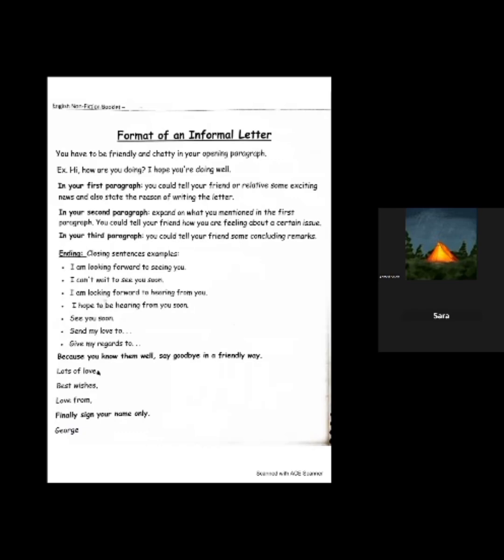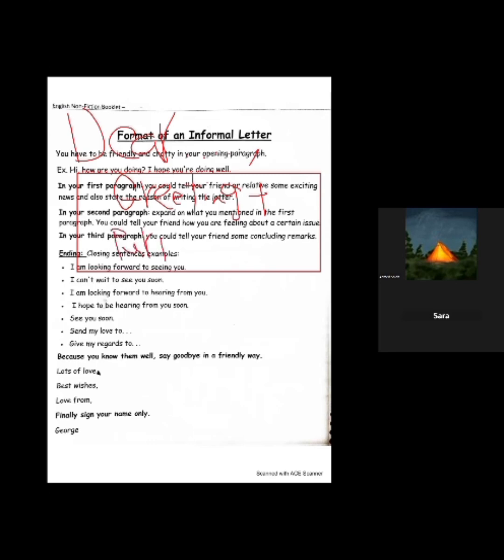But how should you write an informal letter? How should you write an informal letter at the beginning? You should start by writing dear or hi or hello, then the name of your friend, then comma. In the first paragraph, what should you write? In the first paragraph, you should start by greeting your friend. After greeting your friend, you should mention the reason or the purpose of writing this letter, but without details.